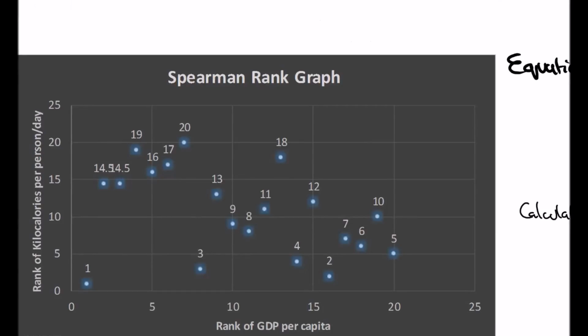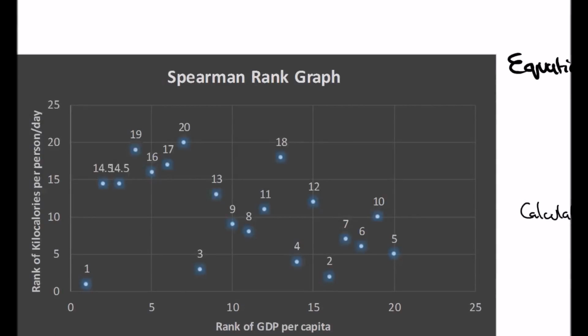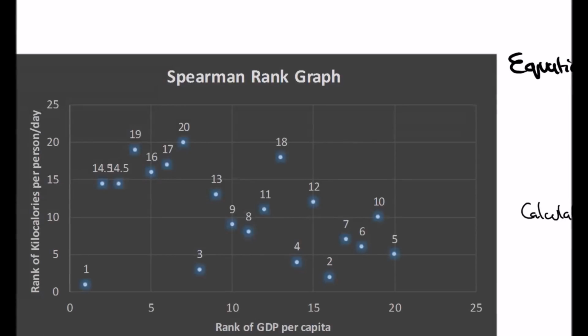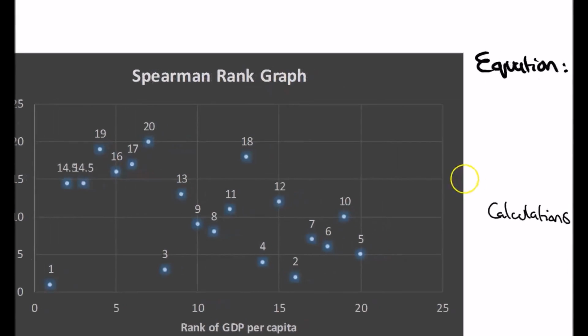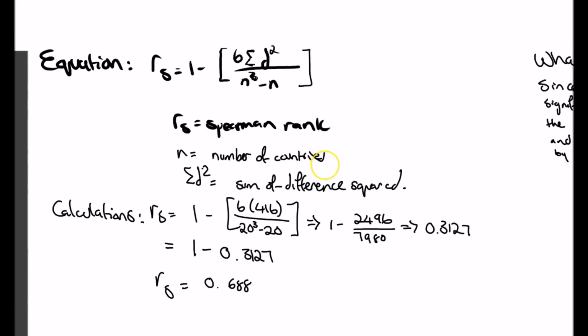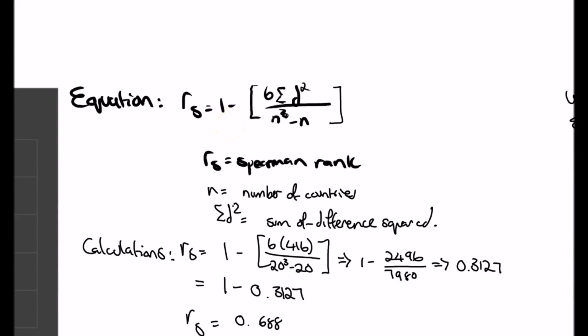The Spearman rank, which I spoke of earlier, can be put in the form of a graph, and on my Y, I have the kilocalories per person per day rank and the rank of the GDP per capita. So I went on Nation Master, a site that has all the data of different countries and different variables, and I looked at the ranking of countries in that, and I picked one country out of each 10 by the number of ranking, and I graphed that data here. And to find the actual Spearman rank, I used this equation, and I ended up with my Spearman rank being 0.688.